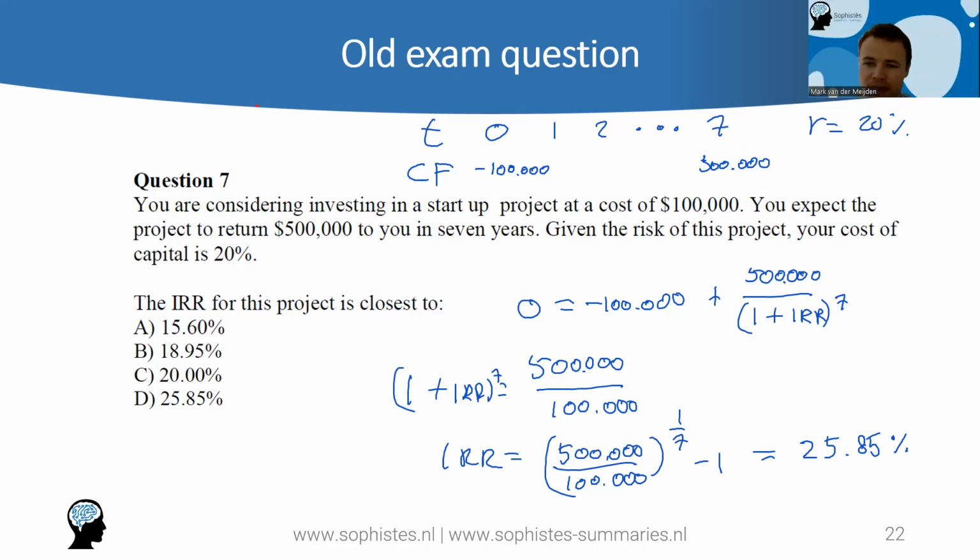Yes, right. It was a good investment because if you would put your money in the bank, you would only get 20% interest, and now you basically got 25.8% interest. And that means that since it's a good investment, your NPV is positive here. Okay, so it's answer D. Very good.